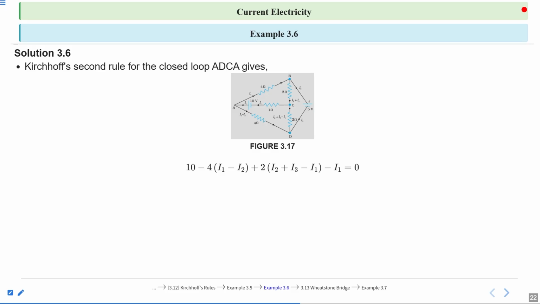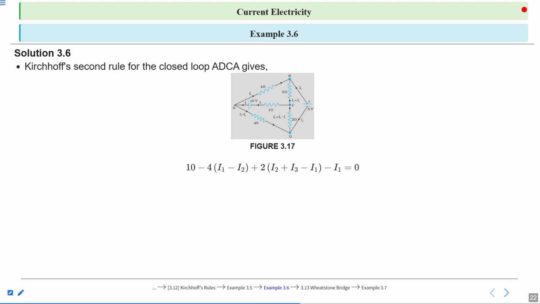What is the potential drop? IR. What is the current from A to D? I1 minus I2, and the resistance between A and D is 4. So minus 4 into I1 minus I2. Now from D to C, we are moving against the direction of current. The current flowing is I2 plus I3 minus I1, and the resistance is 2 ohm. Since we are moving against the direction of current, it will be taken as positive. So plus 2 into I2 plus I3 minus I1.